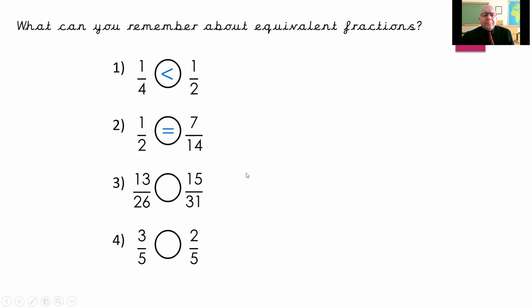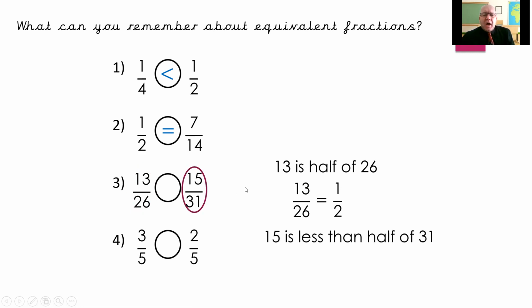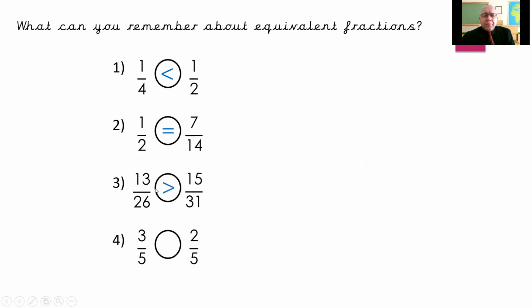What about number 3? Bit trickier now. Well, if we look, first of all, at 13/26, you'll notice that 26 is double 13, or 13 is half of 26. That means that that fraction is equivalent to a half. But what about this one, 15/31? Well, 15 is less than half of 31, which means that 15/31 is less than a half. So 13/26 is greater than 15/31.